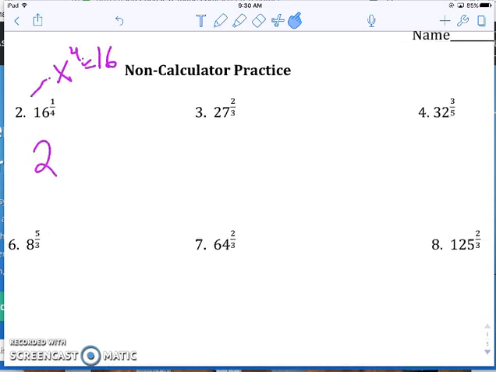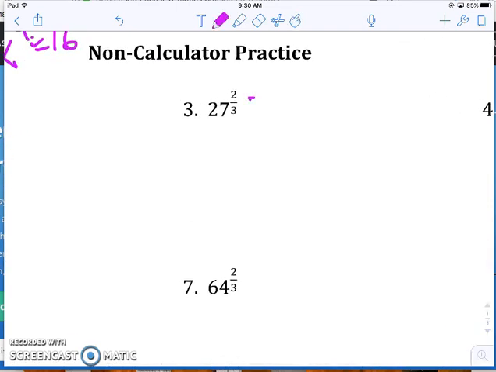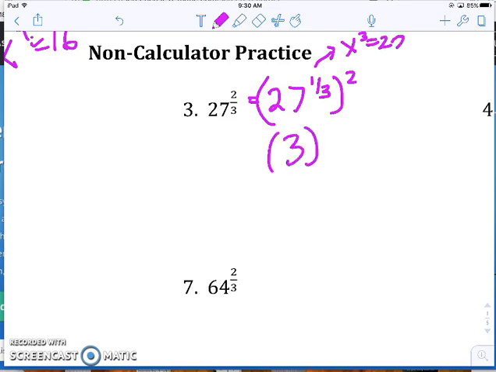Number 3 is one where once again we have to separate this out. So this is 27 to the 1/3 squared. So this part we're thinking what number cubed gives us 27? So that's 3. So 3 squared is 9.